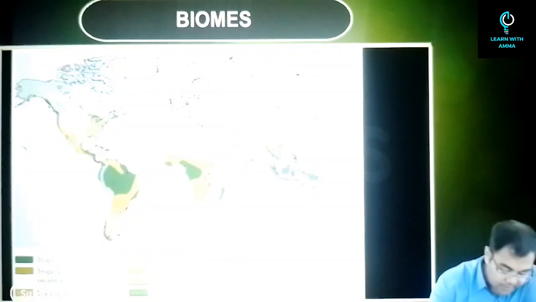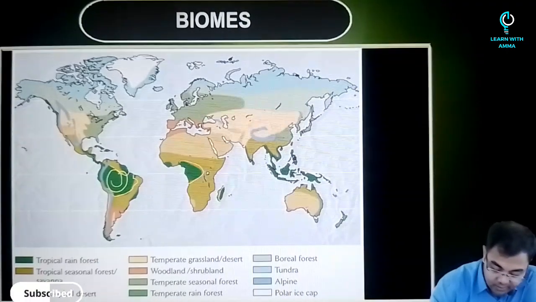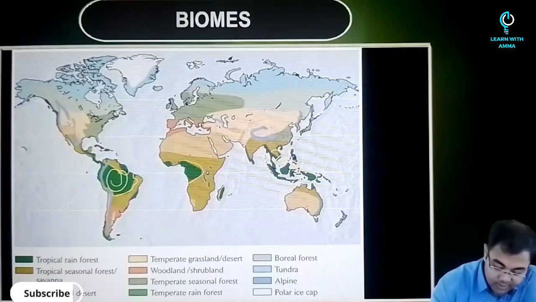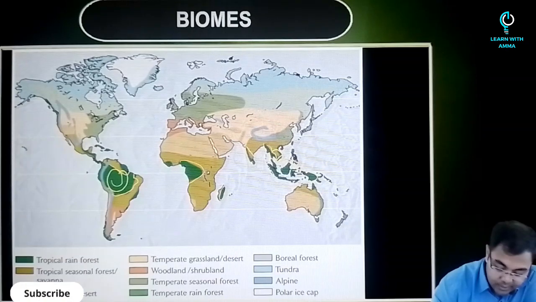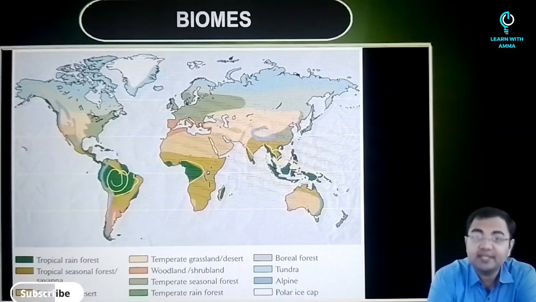So if you observe the map, if you look at the colors which are dark green, the areas which are marked in dark green, these are the regions where we observe tropical rainforest. In India, as you can see, our northeastern region and the Western Ghats region are the two forests that can be clubbed as tropical rainforest biomes.